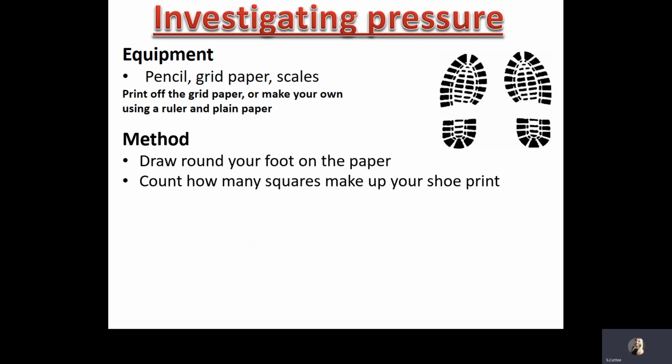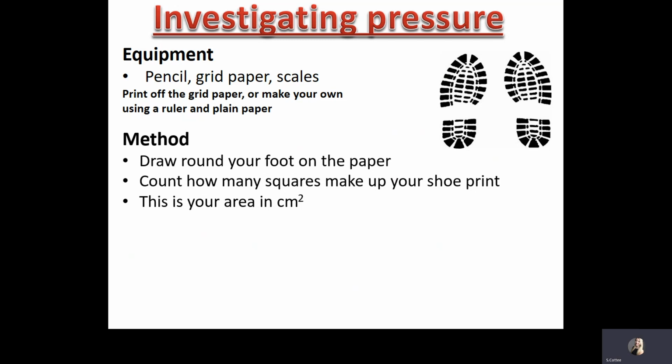You will find that because your foot is not a complete rectangle shape, you will be counting up halves of squares or quarters of squares as you go around the toes and around the edges. That's fine. Again, you just need to keep track of how many squares you are adding together. Once you know how many squares make up your shoe print, this is now your area, but it's in centimetre squared because it's a centimetre square grid.